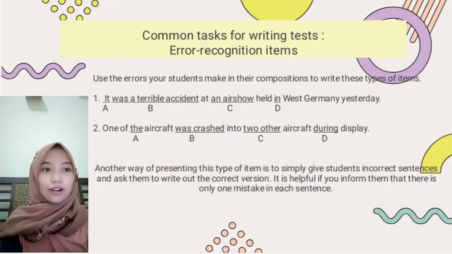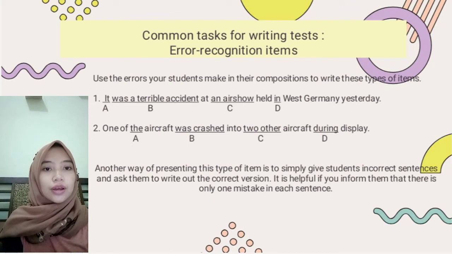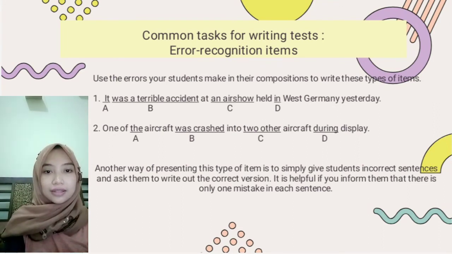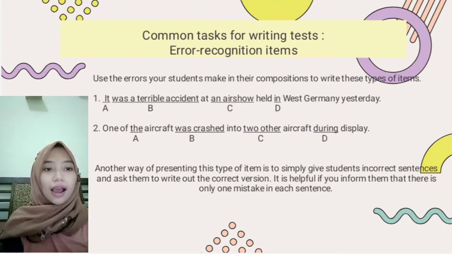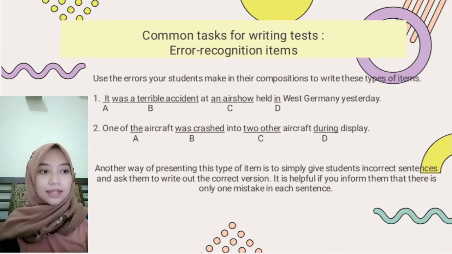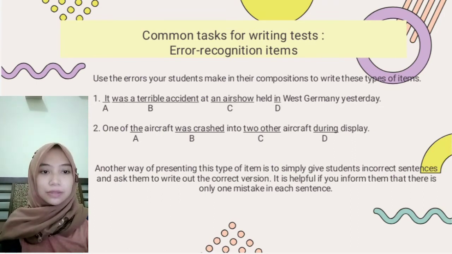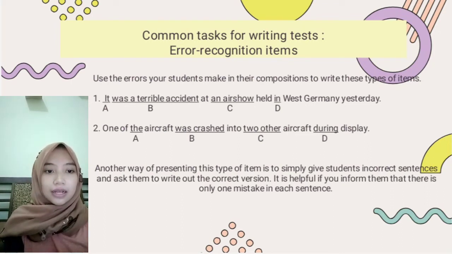Okay, the third is error recognition items. Use the errors your students make in their compositions to write these types of items. First is, for example, it was a terrible accident at an air show held in West Germany yesterday. And the second is, one of the aircraft was crashed into 2 other aircraft during display. So another way of representing this type of item is to simply give students incorrect sentences and ask them to write out the correct version.